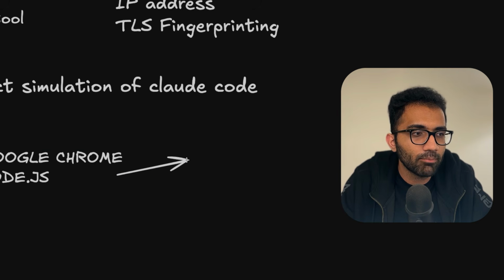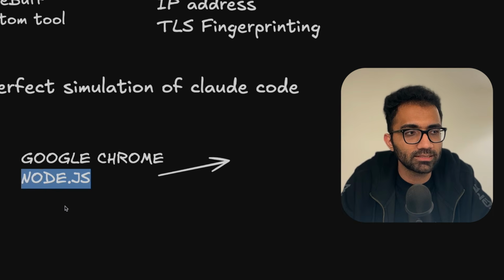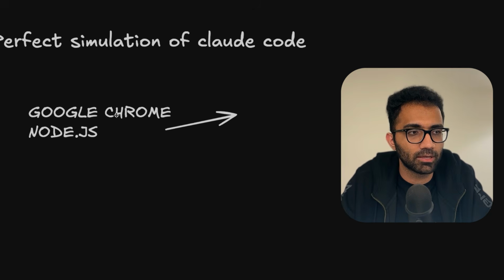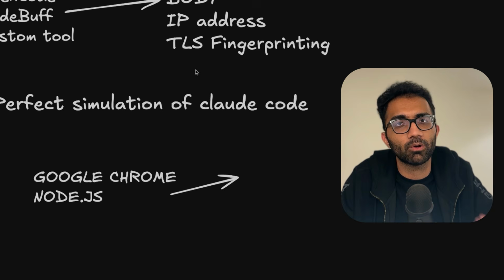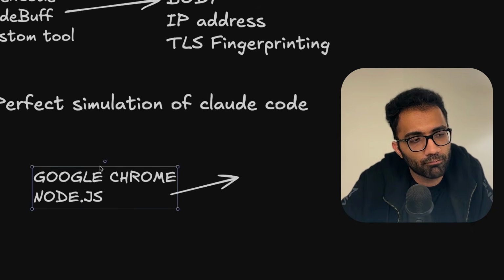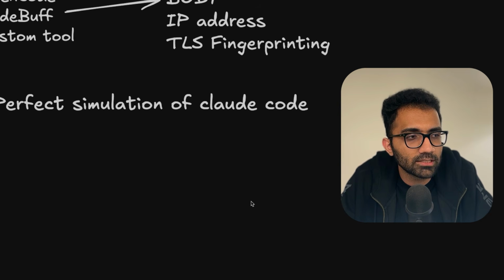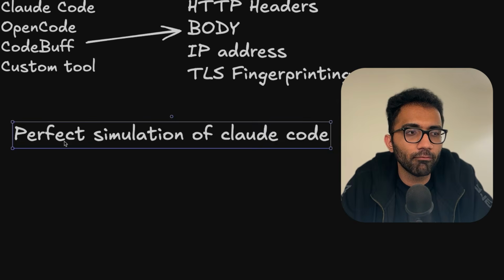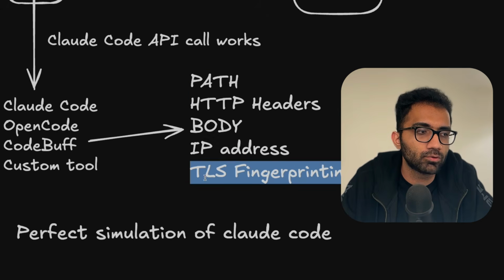So it's technically possible that your server can detect Chrome separately from Node.js, with everything else being the same: body, HTTP headers, IP address, everything. And the way they will do it is using the TLS fingerprinting, the handshake when it happens. So if you are very careful, you can also do this TLS fingerprinting hijacking or spoofing. And once you do this, it would be a perfect simulation of Claude Code. There is nothing else that I can think of which can be used to spoof, right?